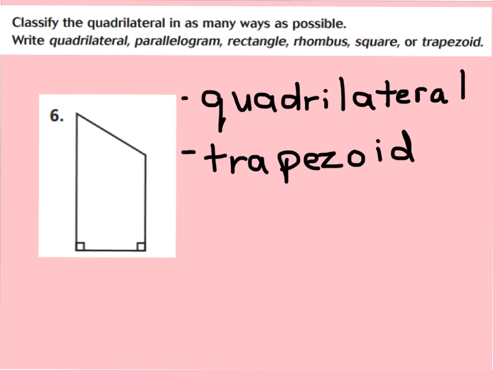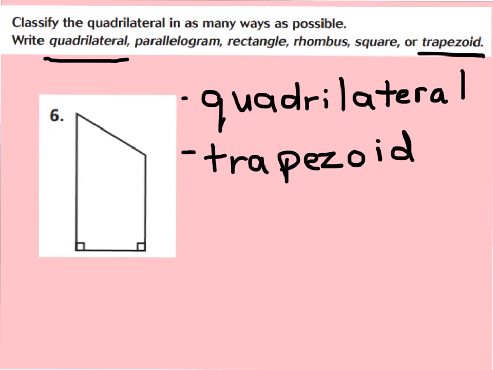Okay, boys and girls, for this one you should have only had 2 items written down. You should have written down quadrilateral and trapezoid. The reason why it's a quadrilateral is because it does have 4 sides. It's not a parallelogram because it has to have 2 sets of parallel lines to be a parallelogram.